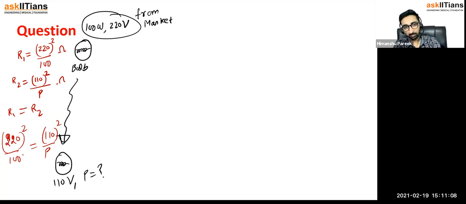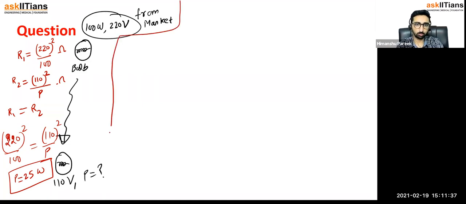So that is the main part here, 220 square. Let us just cancel it out. 110 will get cancelled 2 times, so the square is there. So the power is equal to 25 watts. The power will become one-fourth, because power is V square by R. If the voltage becomes half, the power will become one-fourth. That's a good question, so always keep this in mind, how to solve this question.